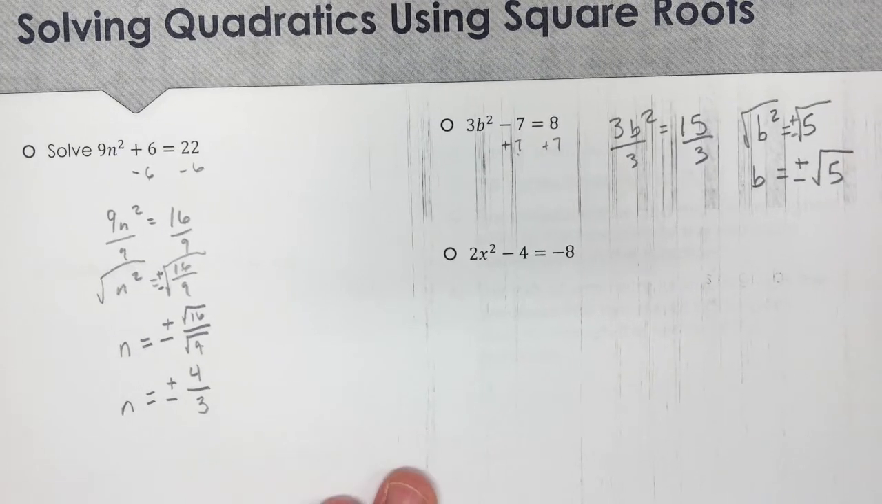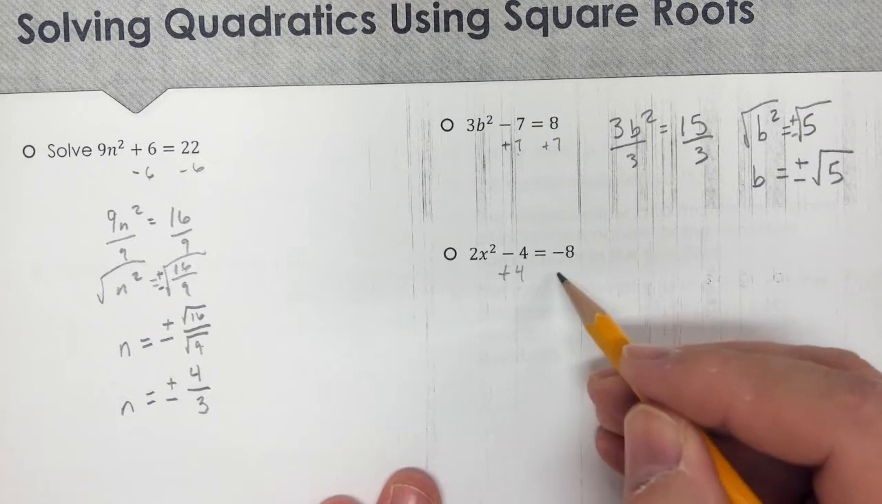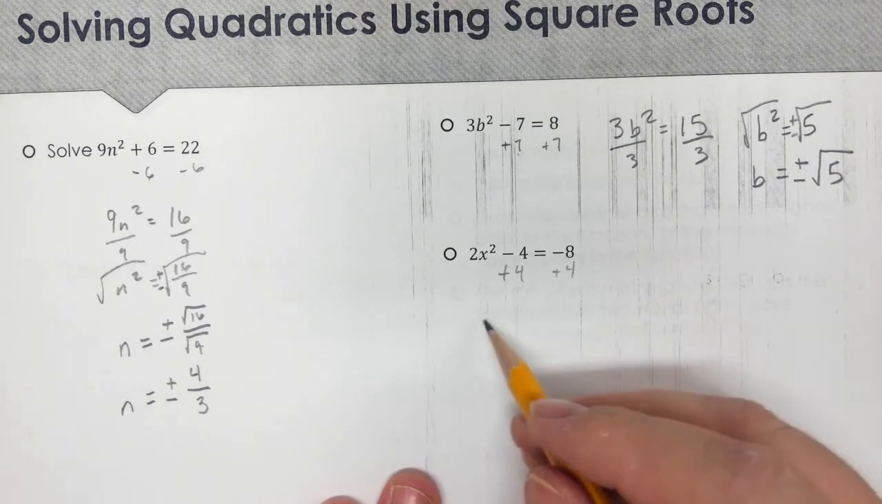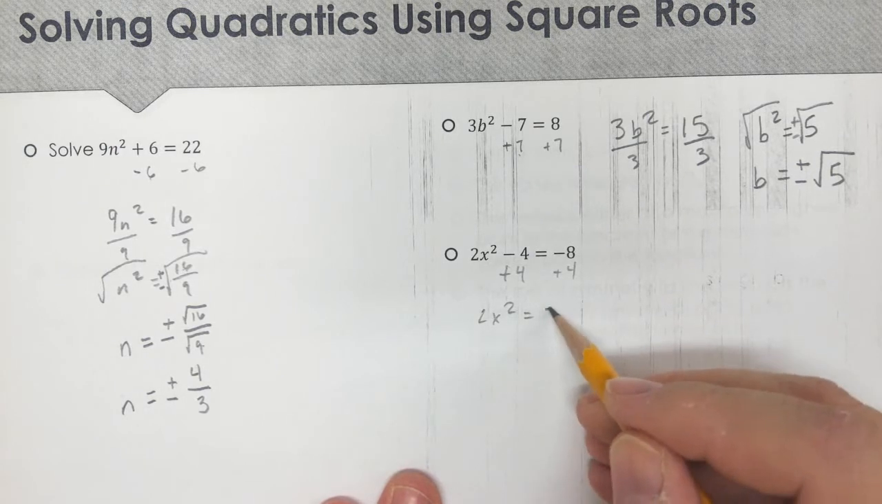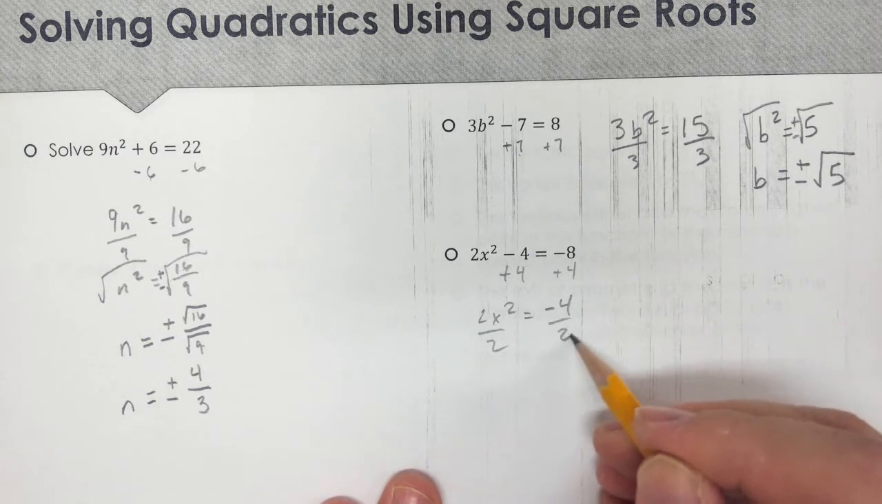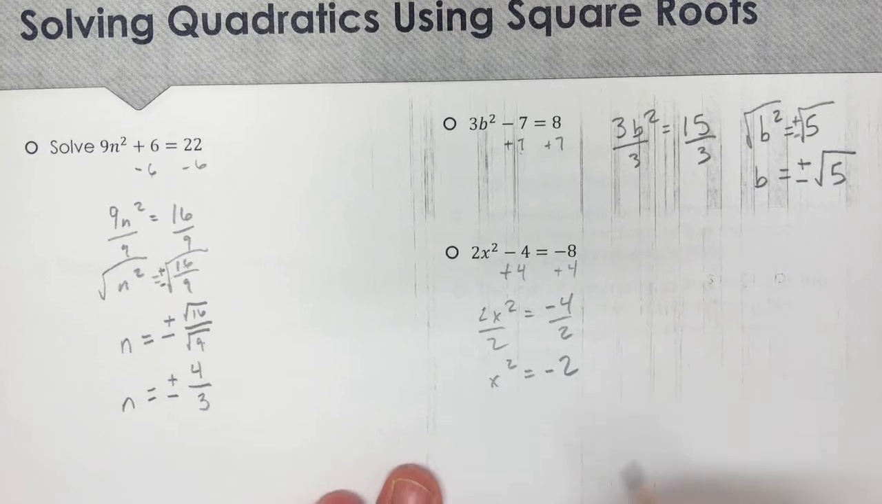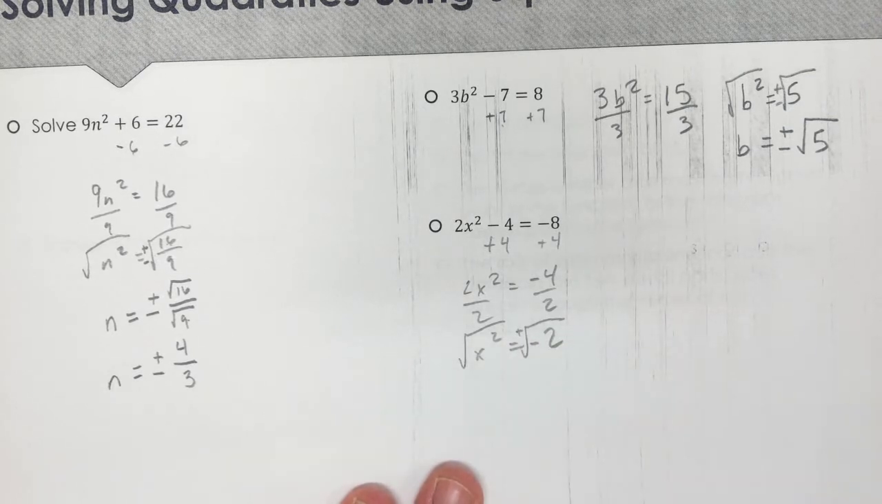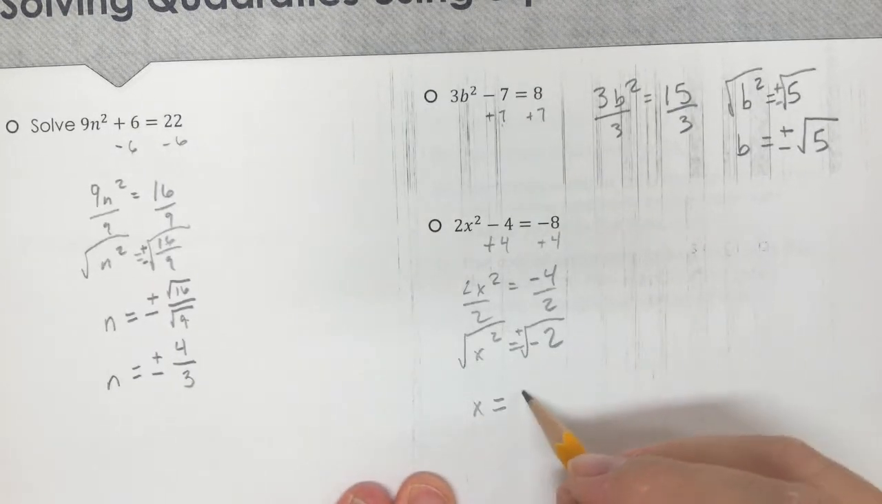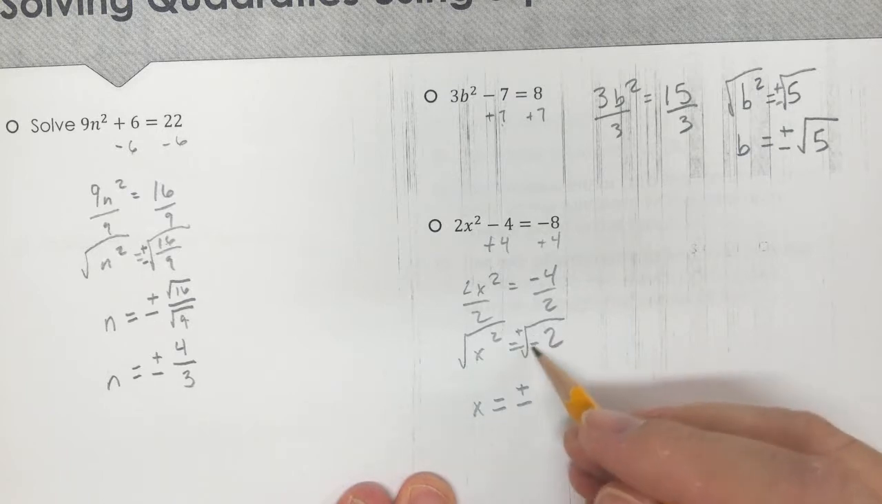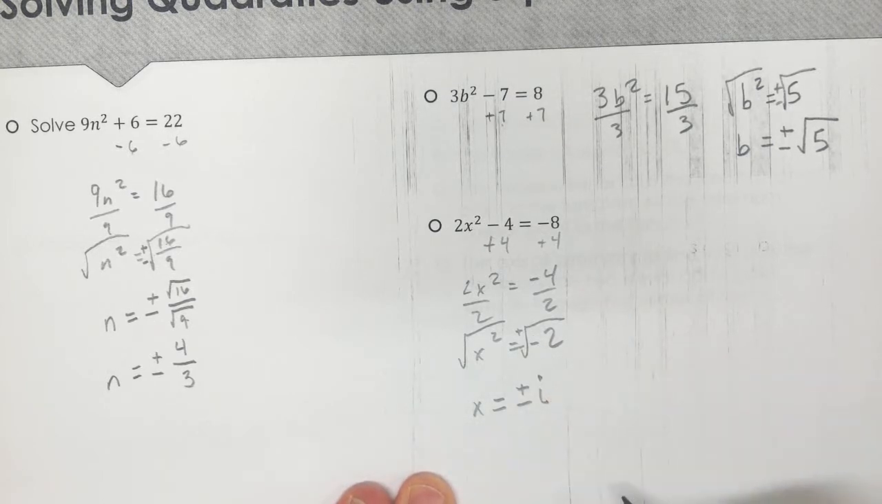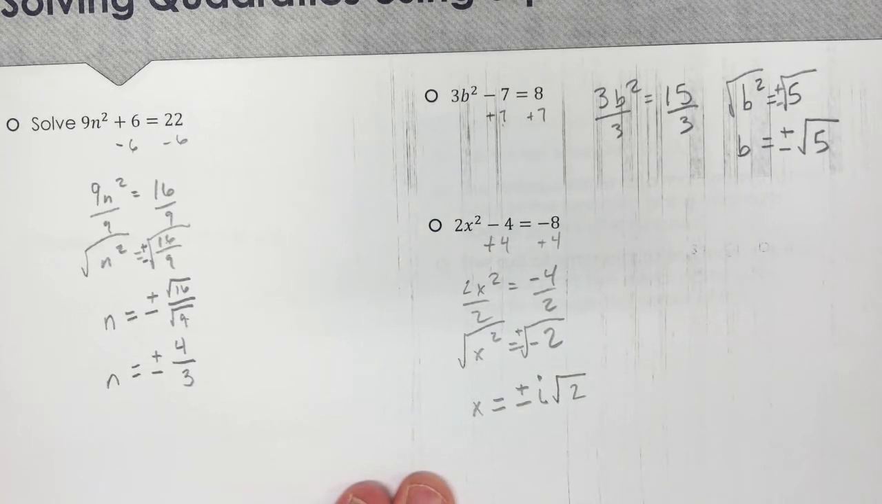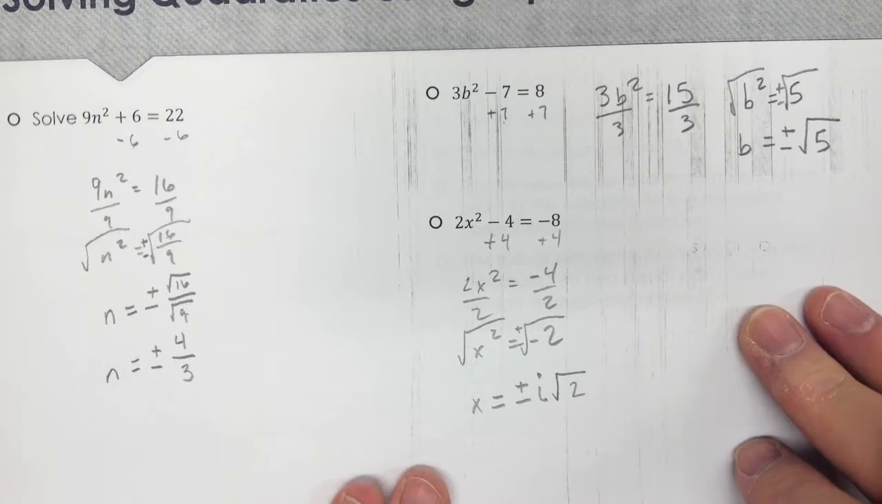Okay, one more little quick one. Add 4, add 4. I get 2x squared equals negative 4. Divide by 2. I get x squared equals negative 2. Square root, plus or minus. I get x equals plus or minus. Remember when I have the negative under here, that's going to come out as an i. Square root of 2. And there's my solutions. So taking the square roots, pretty easy. Okay. Moving on.